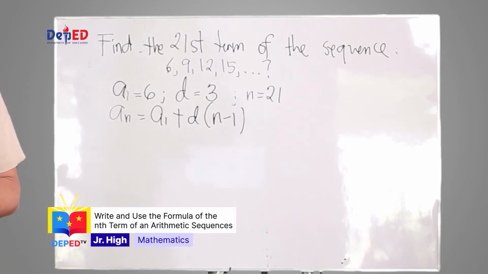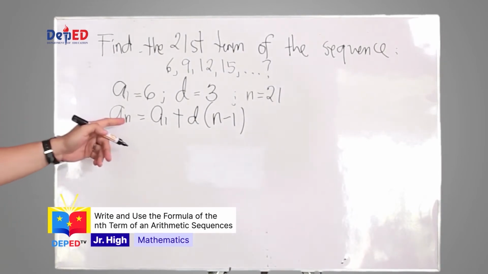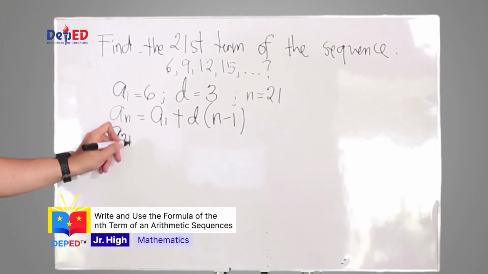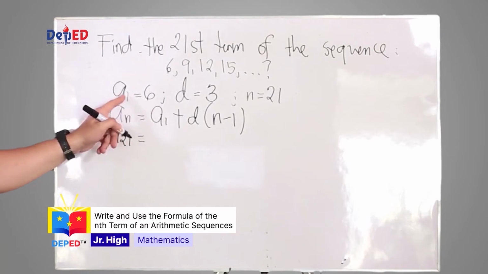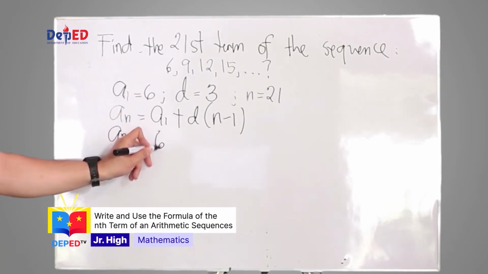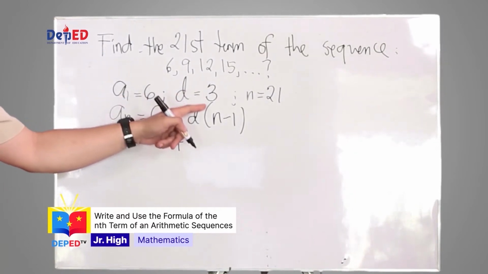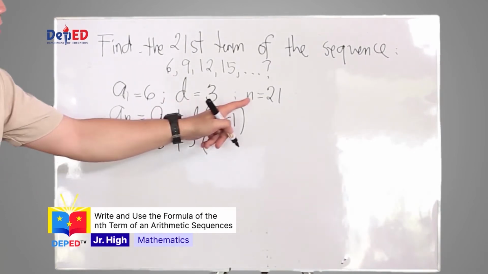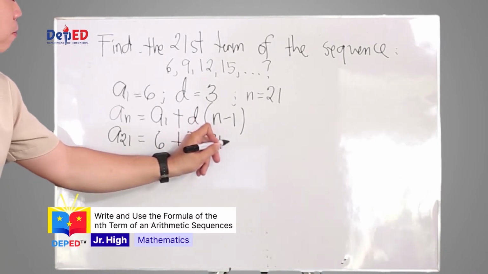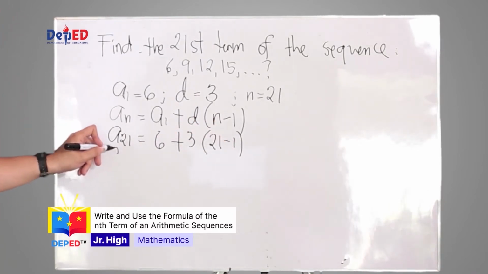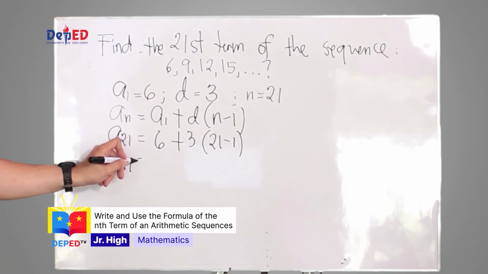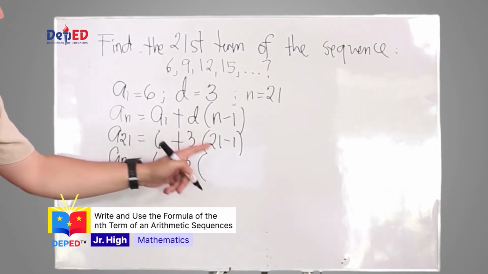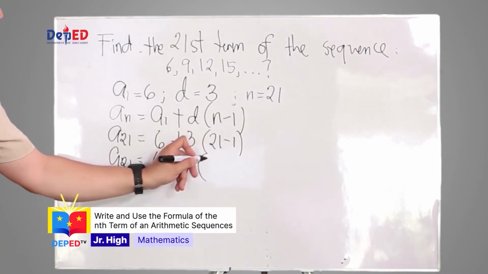For a sub n, we have a sub 21 is equal to the first term, which is 6, plus the difference, which is 3, times n, which is 21, minus 1. A sub 21 is equal to 6 plus 3 times, 21 minus 1 is equal to 20.